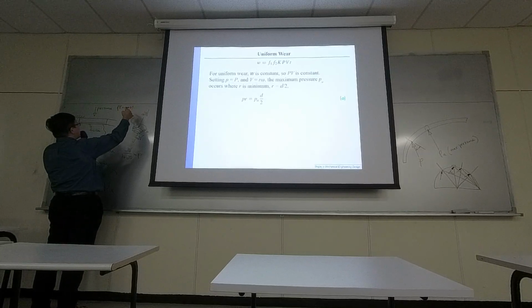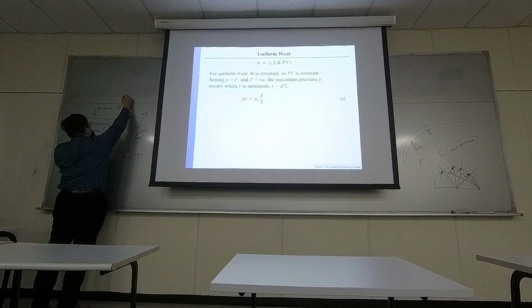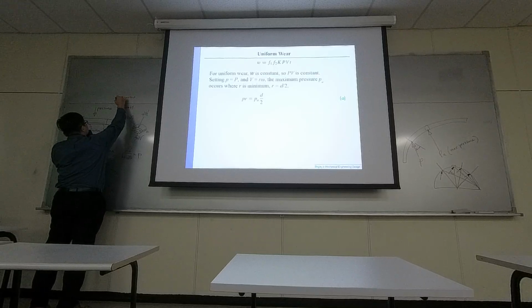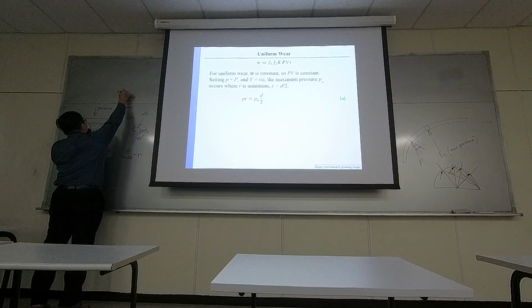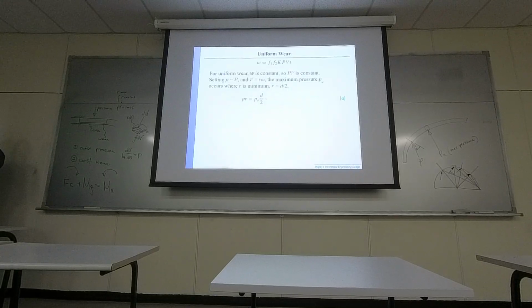So where do you have maximum pressure? When r is smallest, then p is max. Right? So the pressure in the inner ring is the largest. So if you have a friction disc like this, then the inner ring has the greatest pressure. But right now it's following this constant wear model. So the inner part has the greatest pressure.